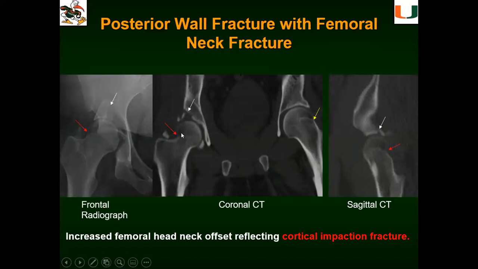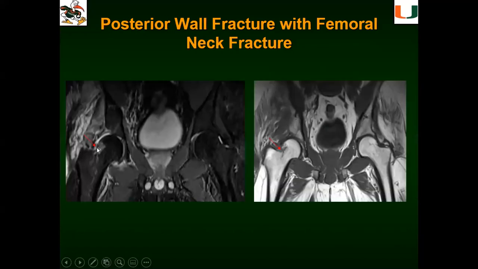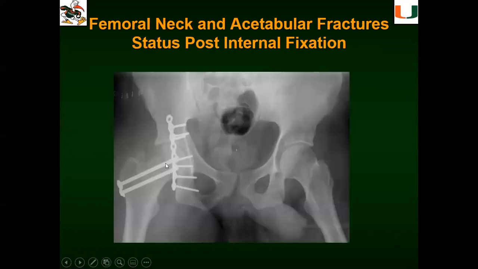And so why is this important? Because it's going to change the surgical management. The surgeon will not only address the displaced acetabular fracture, but also has to reinforce the femoral neck to prevent the femoral neck fracture from completing. So in this particular case, we did the MR, which showed the concomitant cortical impaction fracture of the femoral neck. And this is how this patient was surgically treated. They did an open reduction internal fixation of the acetabular fracture and prophylactic surgical screws through the impacted femoral neck, again, to prevent completion.